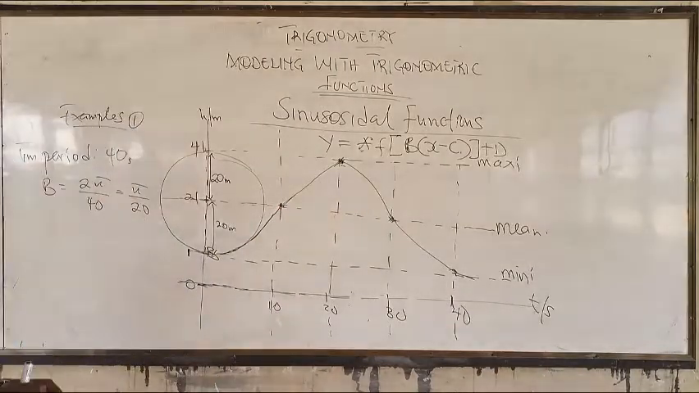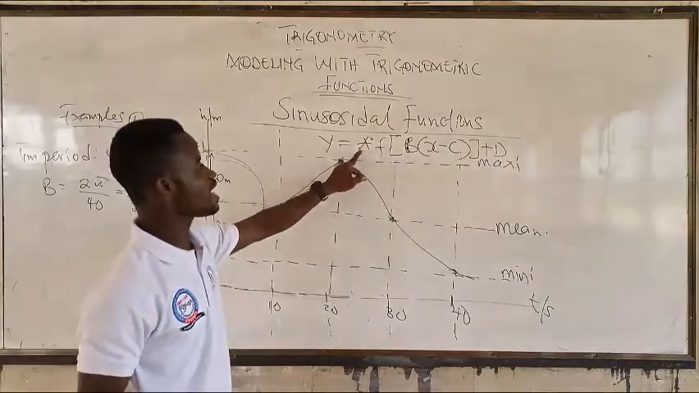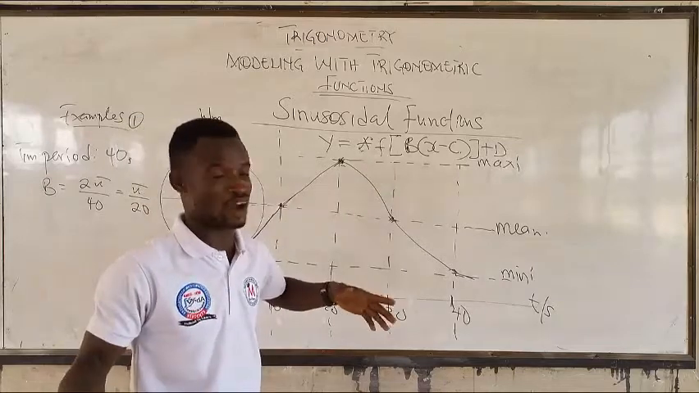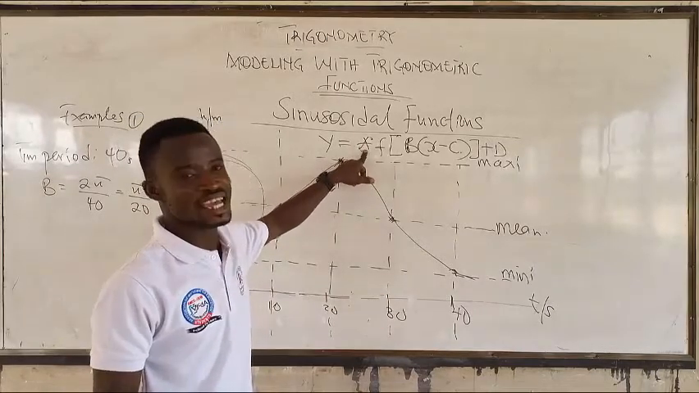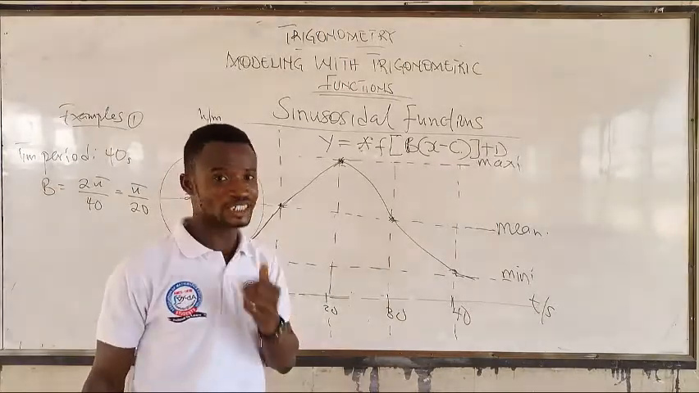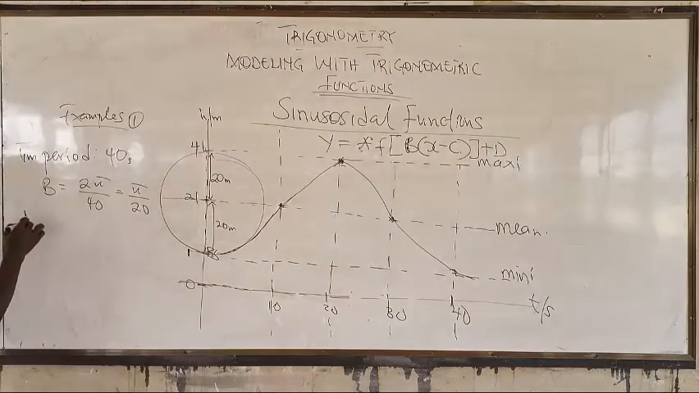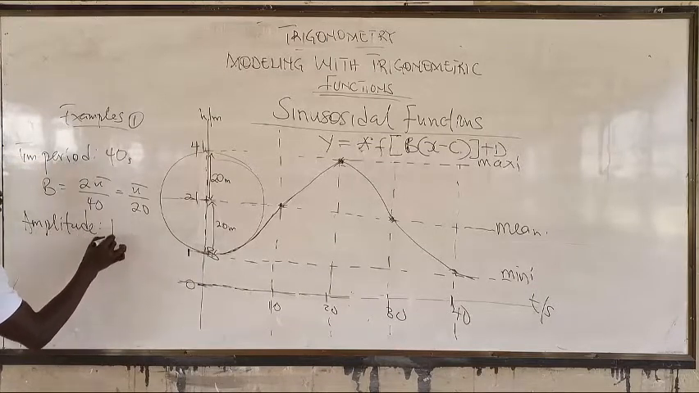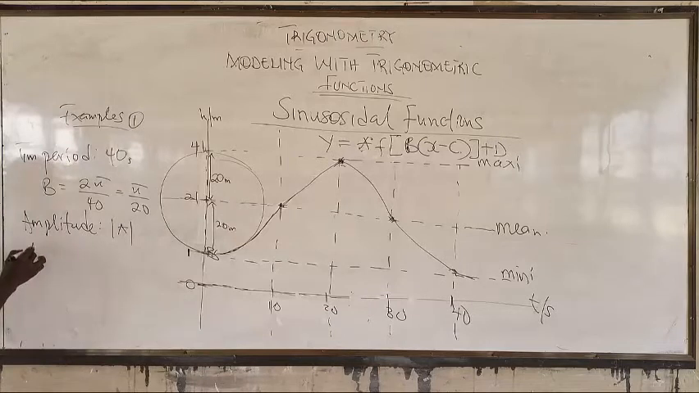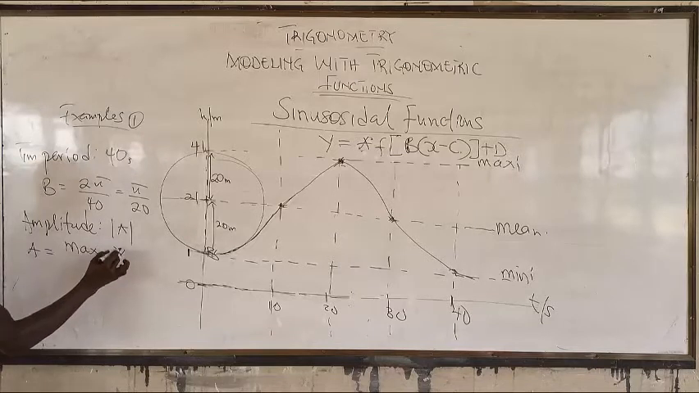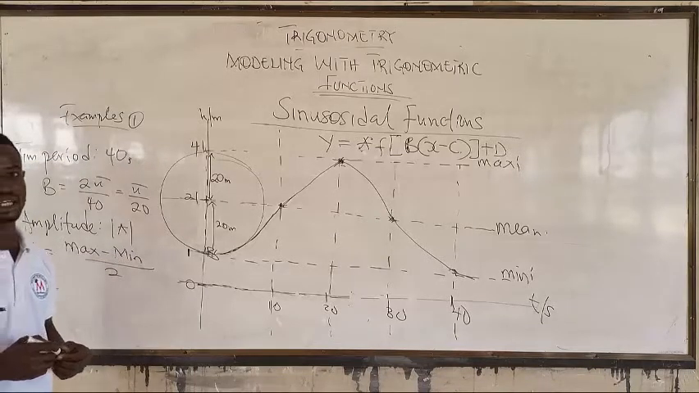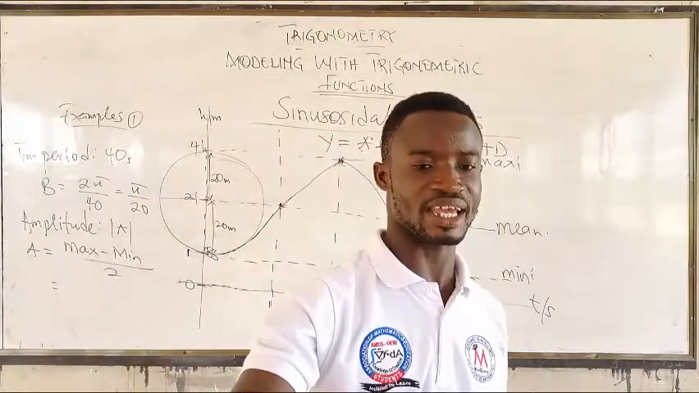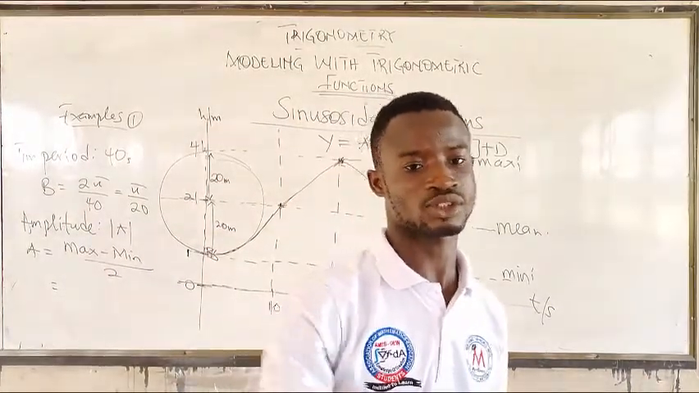So straightforward. We need to go for the A. The A is the amplitude. The B is known now. So we go for the amplitude. You know that the amplitude is the maximum minus the minimum over 2, alright?